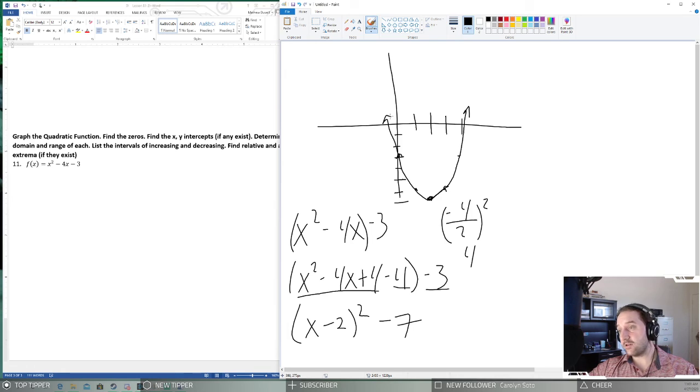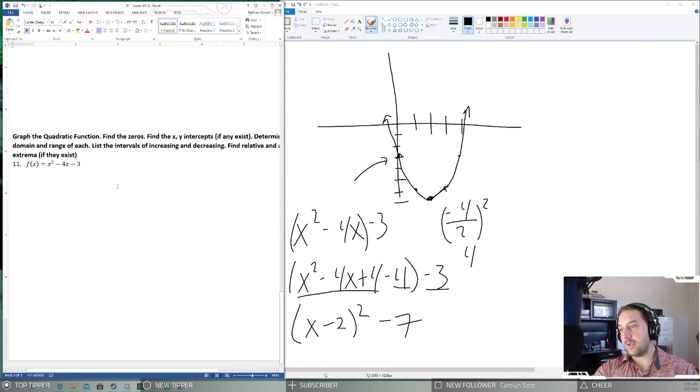The x and y intercepts. So the x-intercepts, you just take the zeros from the quadratic formula and write it as a point. The y-intercept is negative 3. It's right there. Determine the domain and range. My domain is going to be from negative infinity to positive infinity. The range is going to start at negative 7 and go all the way up to infinity.